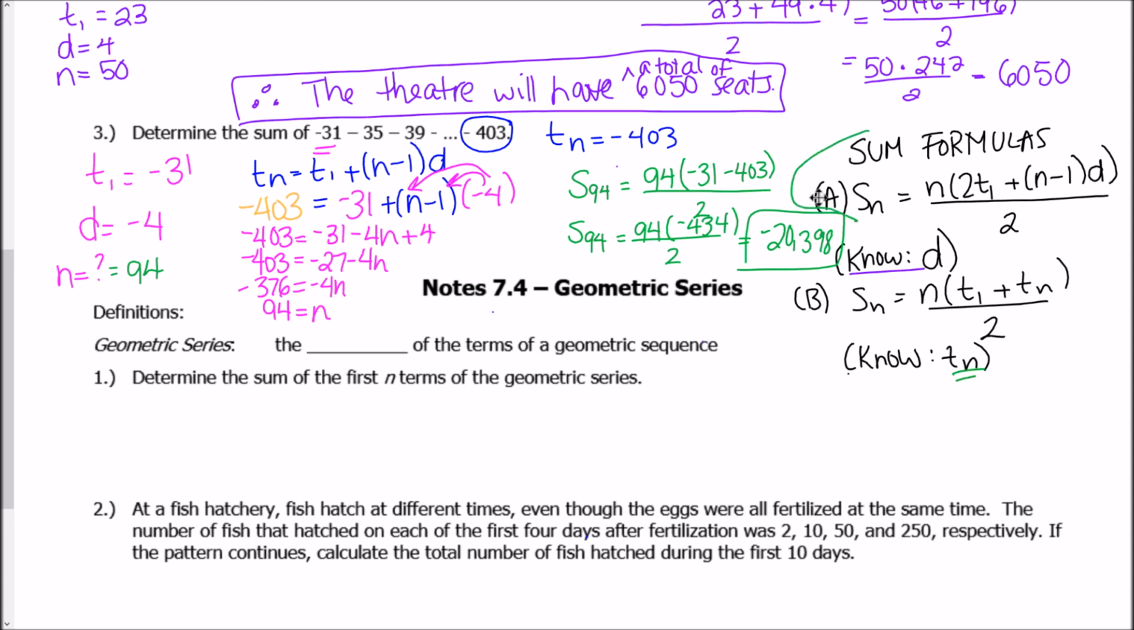Now, the important thing that you need to get out of this video is that these are the sum formulas. And in order to figure it out, you need t sub 1, n. Then in this formula we need d, and in this formula we need t sub n, and after that we just plug in all of our information to do some solving.